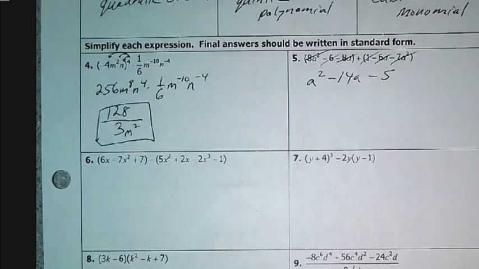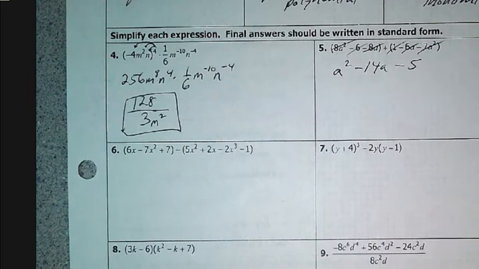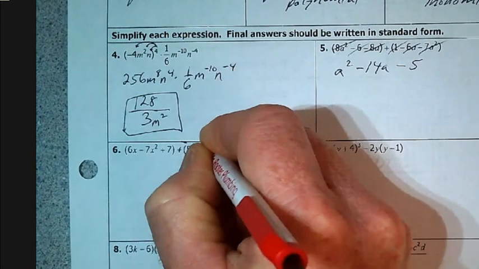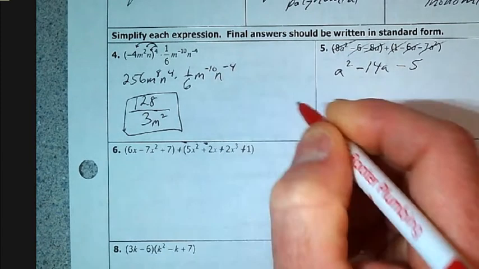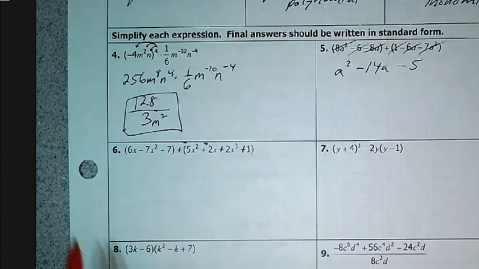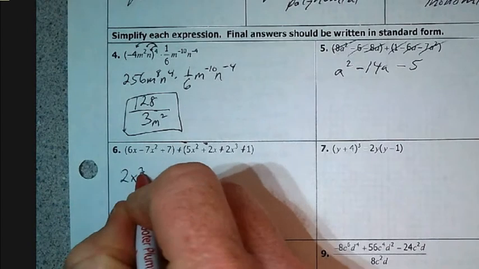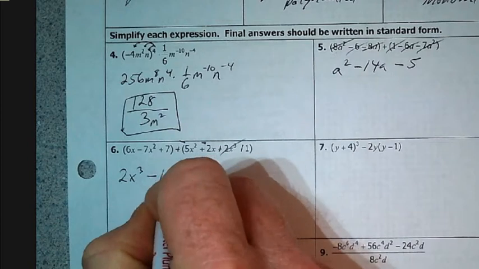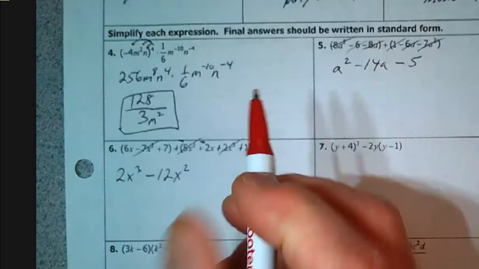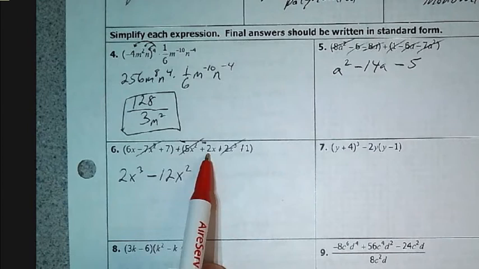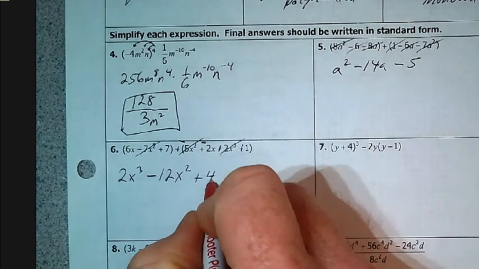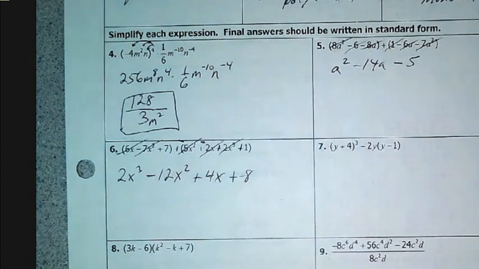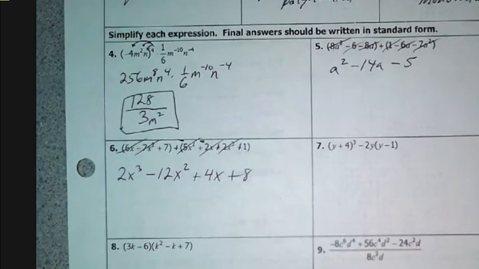Number 6, we're going to subtract. That means we have to change signs. So, our largest exponent is cubed, so 2x cubed. And then negative 7x squared minus 5x squared is negative 12x squared. And then 6x minus 2x is 4x. And 7 plus 1 is 8. And we're done. Make sure you put it in standard form.